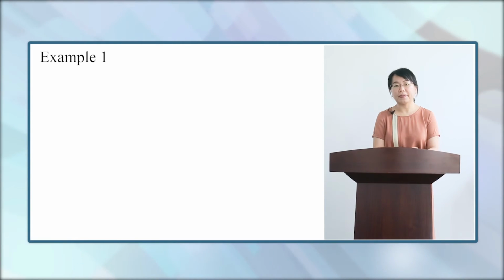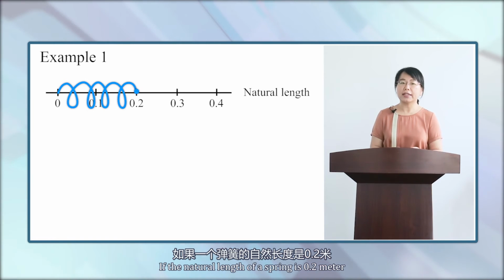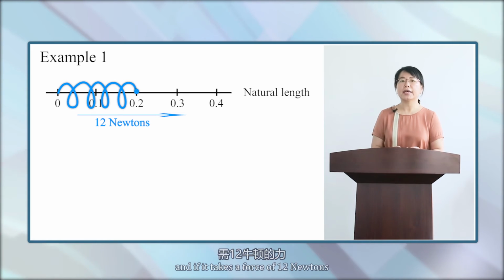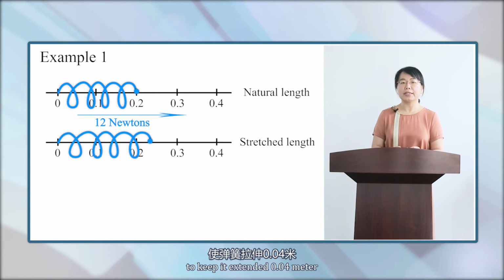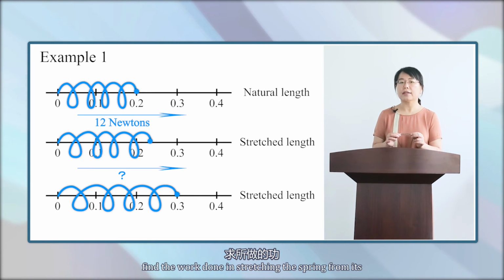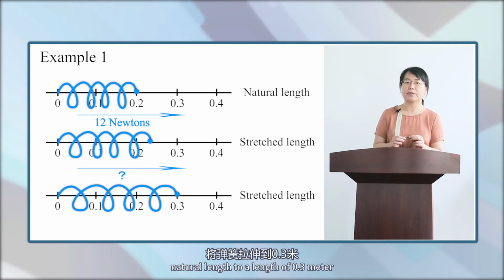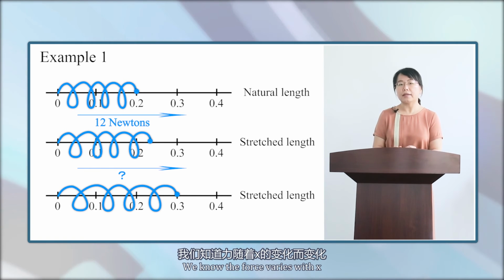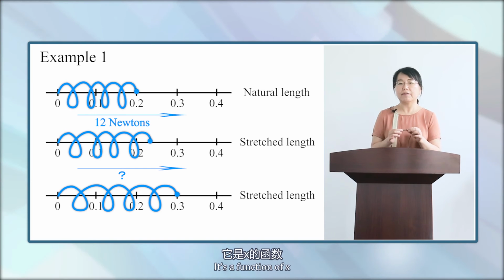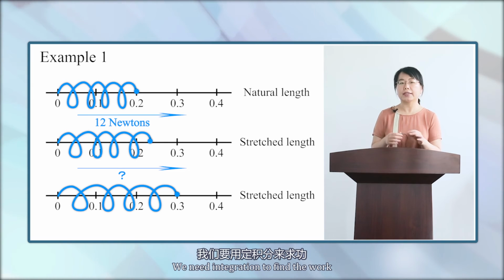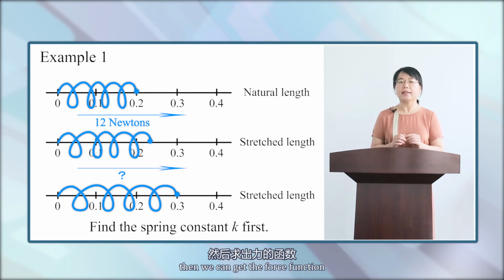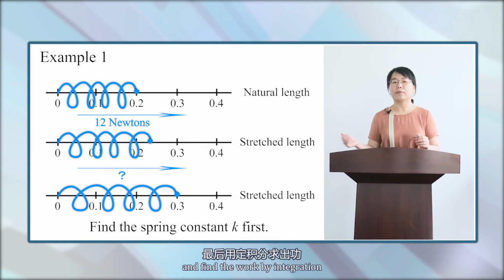Now let's see example 1. If the natural length of a spring is 0.2 meter, and if it takes a force of 12 newtons to keep it extended 0.04 meter, could you find the work done in stretching the spring from its natural length to a length of 0.3 meter? We know here the force varies with x. It's not constant. So it's a function of x. We need to apply integration to find the work. Let's find the spring constant k first. Then we can get the force function and find the work by integration.